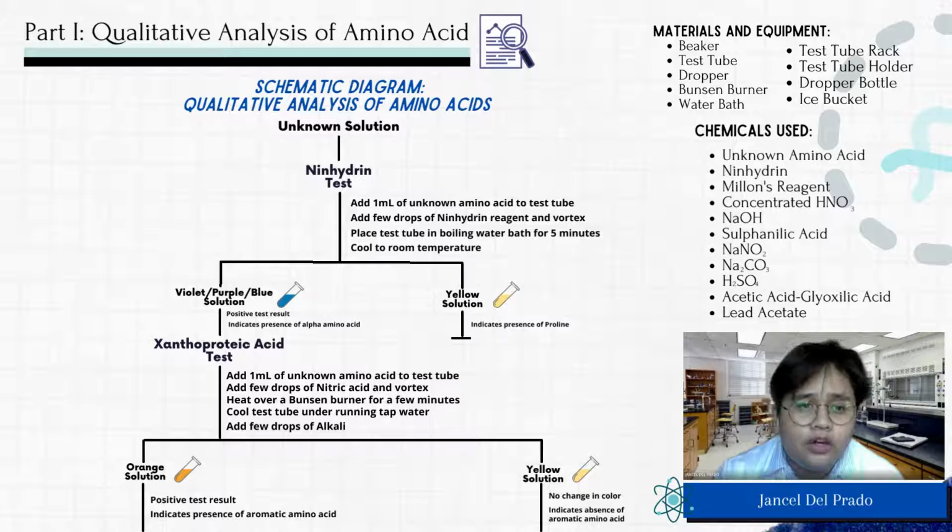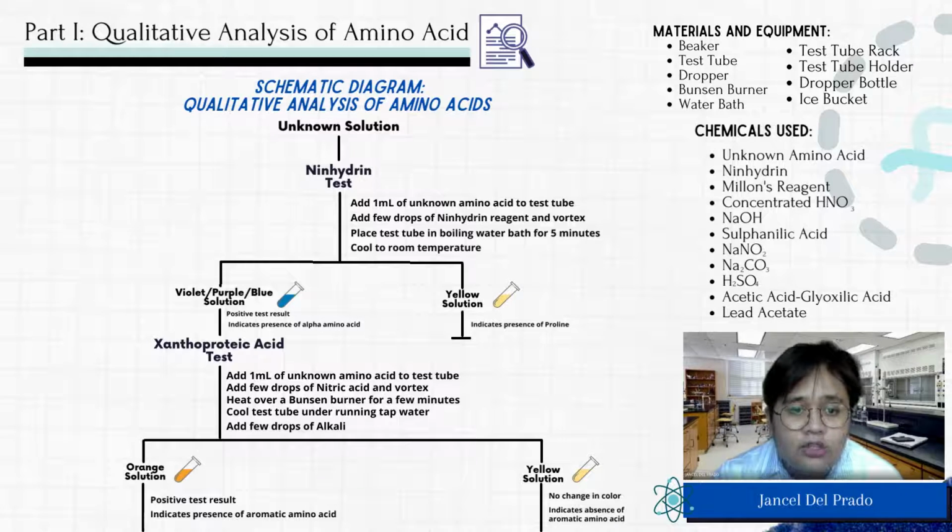We start off with our unknown solution, which will be subjected to a Ninhydrin Test. This is done by adding 1 milliliter of the unknown solution to a test tube, followed by adding a few drops of the ninhydrin reagent. Then we mix the contents. After that, we place the test tube over a boiling water bath at 100 degrees Celsius for 5 minutes. And after that, we let it cool down to room temperature.